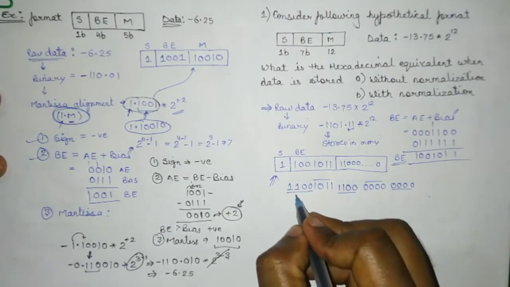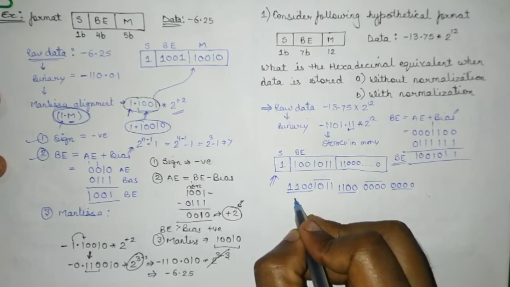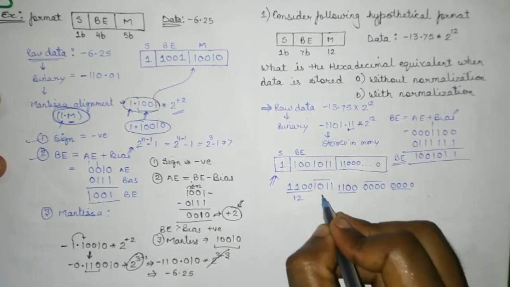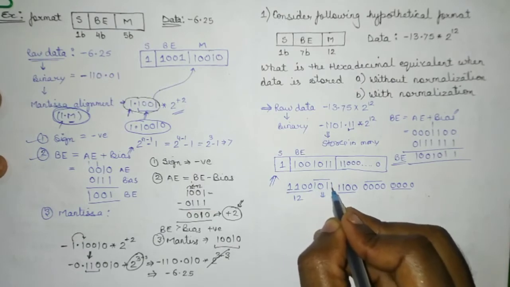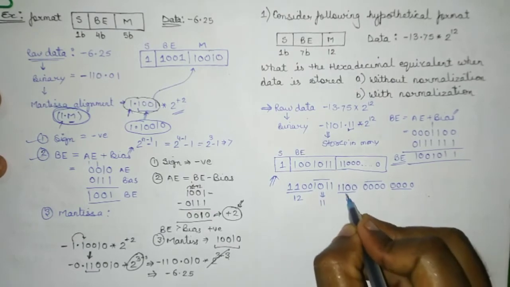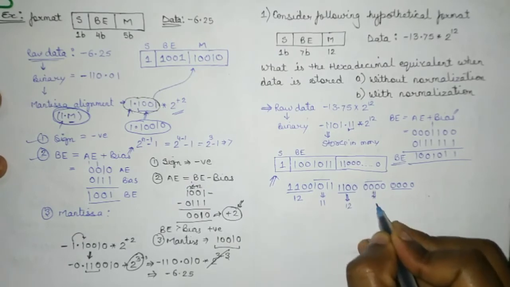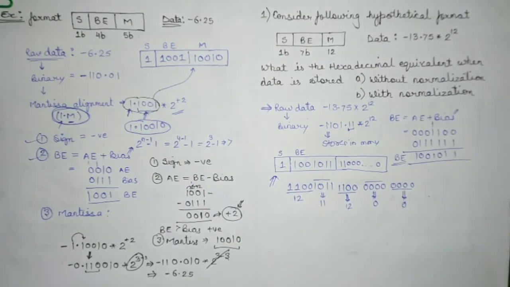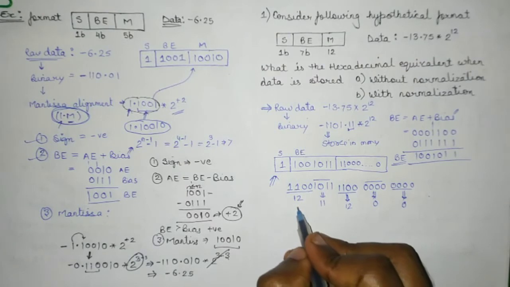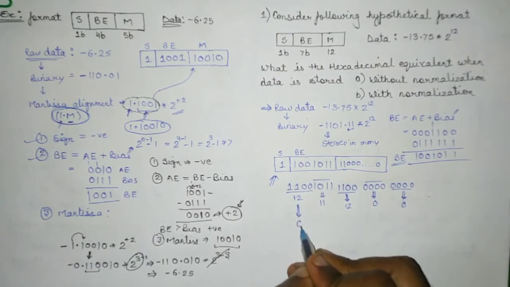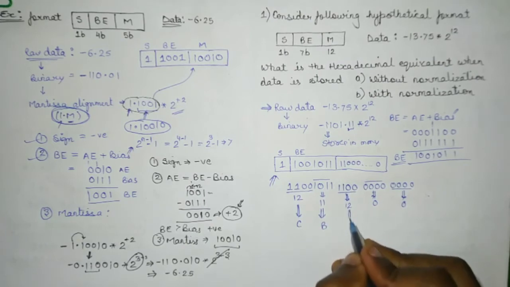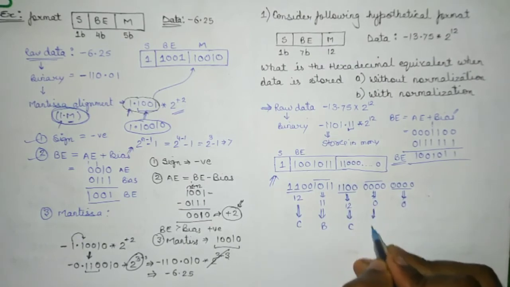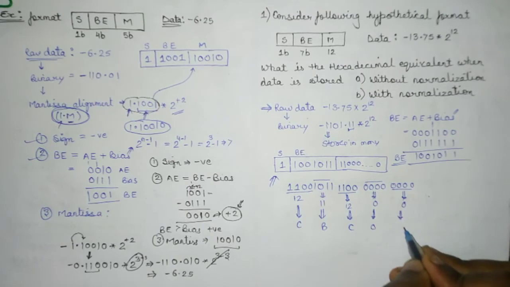Now this is 1 1 0 0, that means this is 12, this is 8 9 10 and 11, this is 11, this is again 12, and this is 0, and this is 0. And in hexadecimal, this 12 is represented using the alphabet C, this 11 is represented using B, this 12 is using C, this 0 is the same as 0, and this 0 is the same as 0.